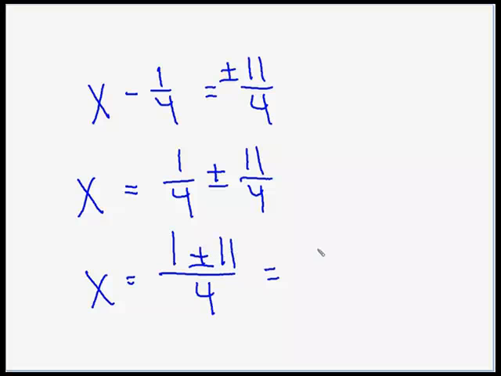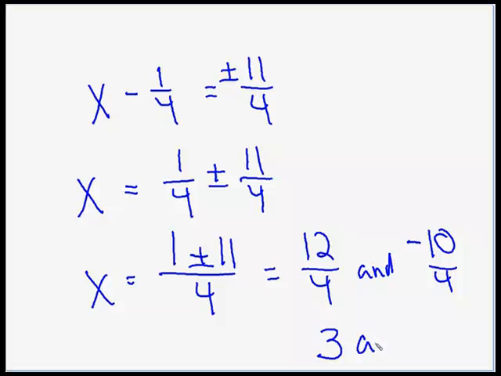1 plus 11 is 12/4. And the other one is 1 minus 11 would be negative 10/4. And 12 divided by 4, that's just a nice 3. And our other answer, negative 10/4, would reduce to negative 5/2. So there's our two solutions to the original problem. You'd also get those same answers if you use the quadratic formula. Because remember, the quadratic formula is created by completing the square.